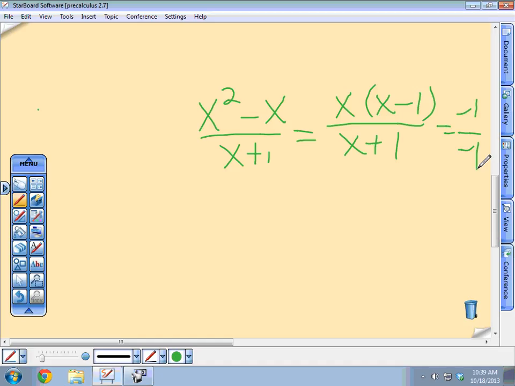Okay. What did we learn in the last section when you divide polynomials? How am I going to divide this by this? You could use synthetic division, or you could use long division, whichever you prefer.